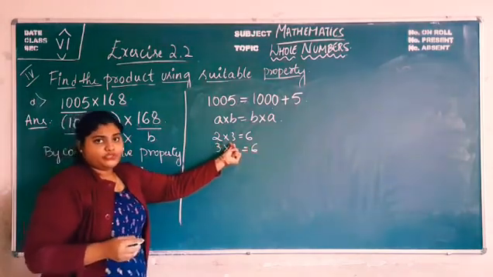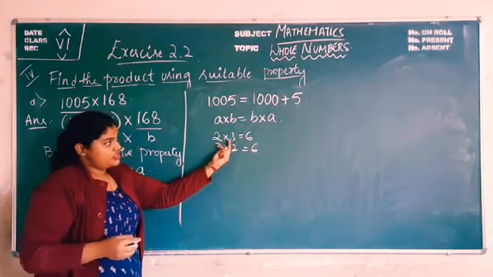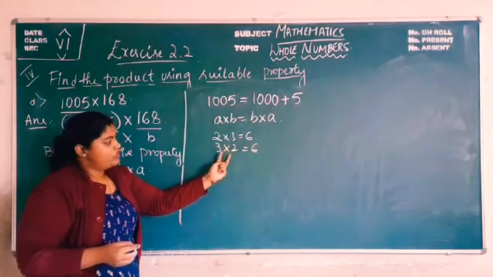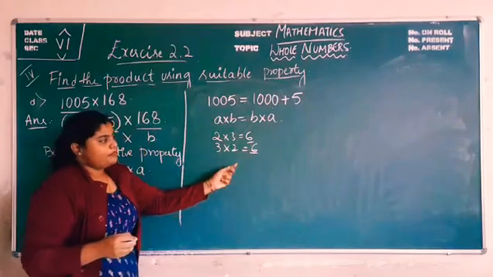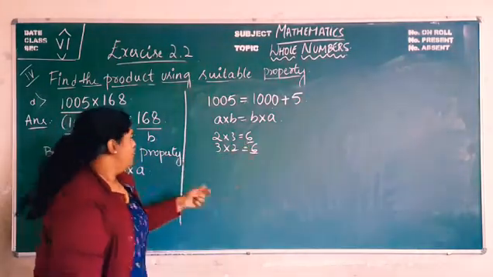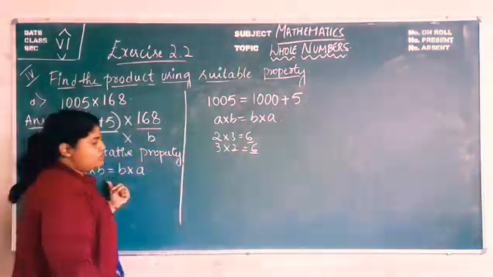If I multiply 2 into 3, I am getting 6. I change the order: first I wrote 3, next I wrote 2. Even if I change the order, I get the same product. So if you change the order and multiply, the obtained product remains the same. So I will be writing A into B is equal to B into A.